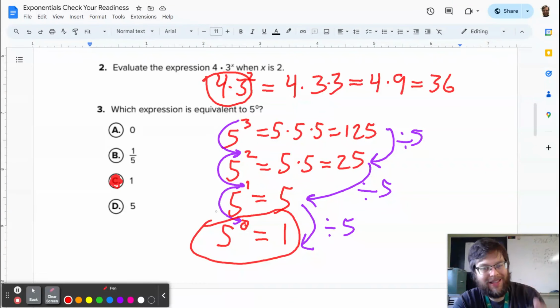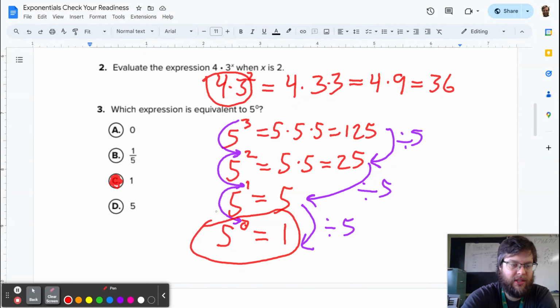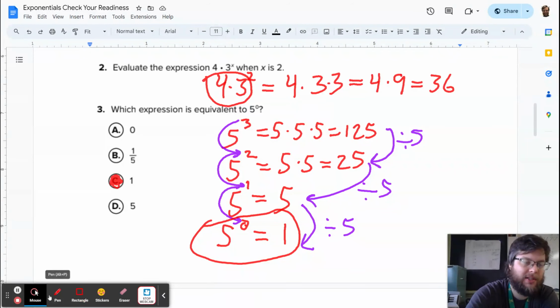By the way, there is nothing special about the number 5 here. I could have done the exact same pattern for the number 7, 2, a million, 7.3, any number to the 0 power equals 1, with only one exception. I want you to think about what number could possibly be the exception to this pattern.